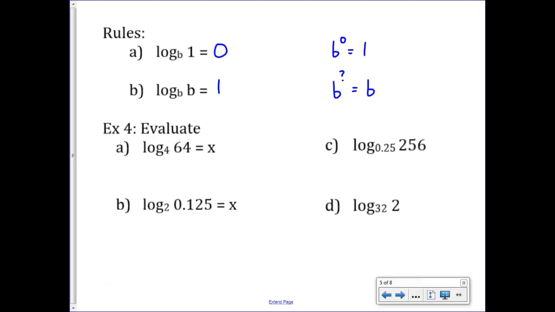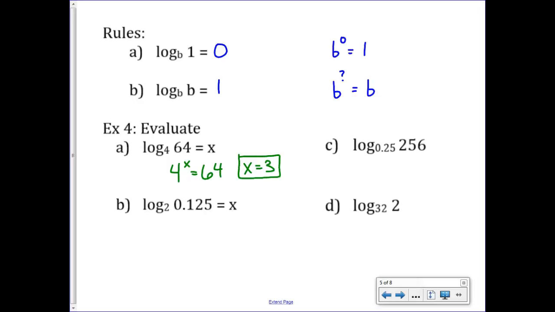All right, so evaluating. Let's see if we can try to manipulate this to see what we know here. So we have log of 64 base 4. We could rewrite as 4 to the x is equal to 64. Well, what would x have to be there? We know x would have to be 3.